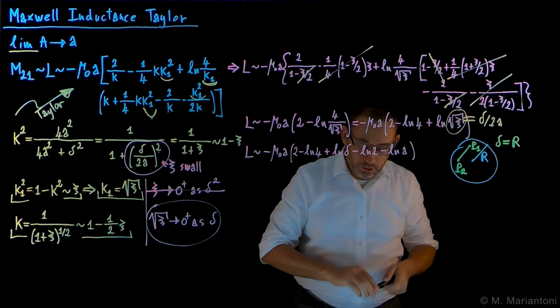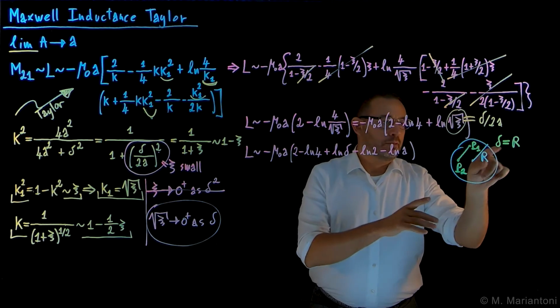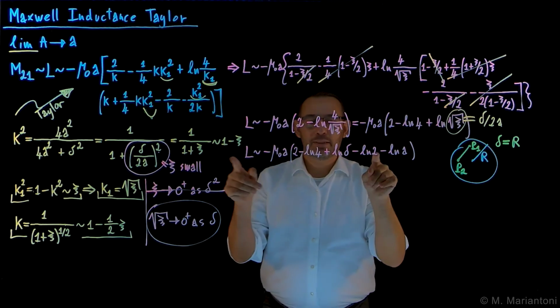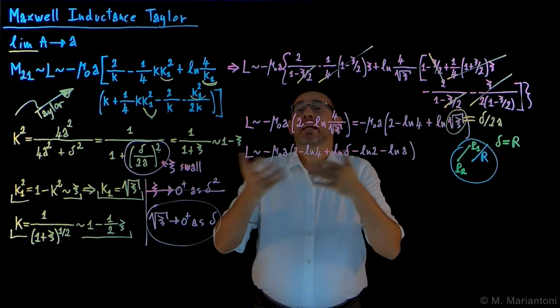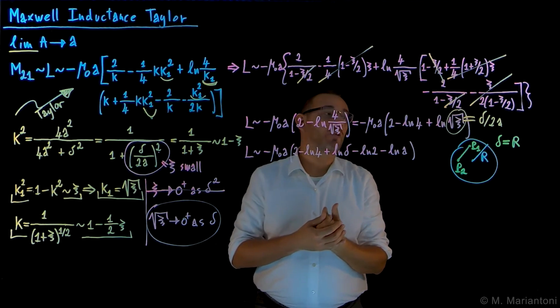So if now you substitute delta equal to capital R in this equation here, you get a result which is a reasonable approximation for the inductance of this wire, okay?